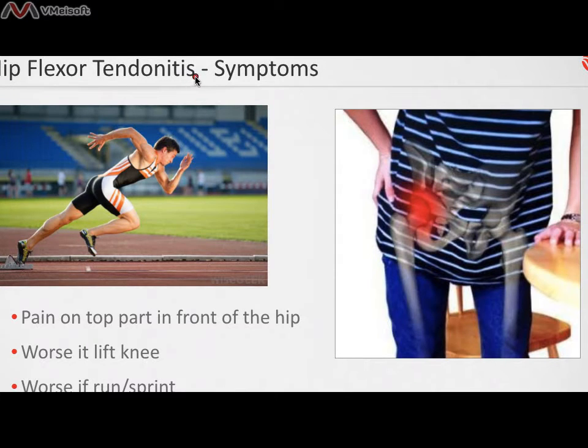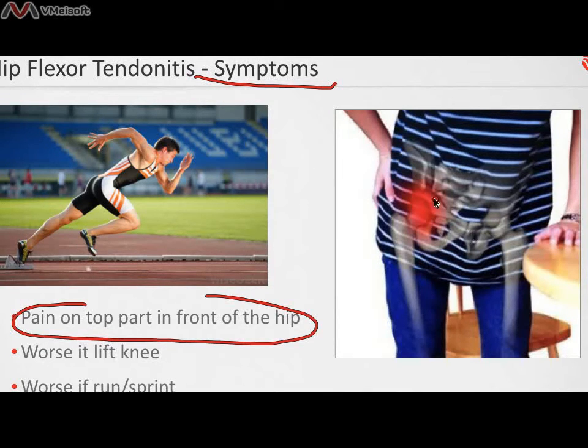So what are the symptoms that a patient might present with? Well, the pain will usually be on the top part in the front of the hip, so over here, and that's because that's where most of these muscles attach. The pain will also be worse if the patient lifts their knee in this kind of direction, and that's because that's hip flexion, and that's going to involve the muscles that are strained. Patients will often find it worse if they're running or sprinting for the same reason, because they're causing flexion of that knee and re-aggravating those muscles that are torn.